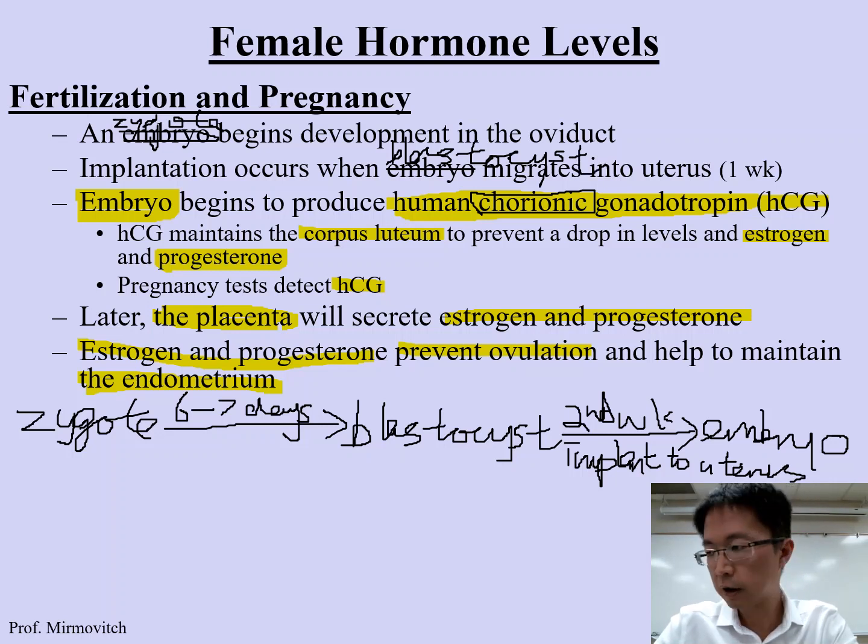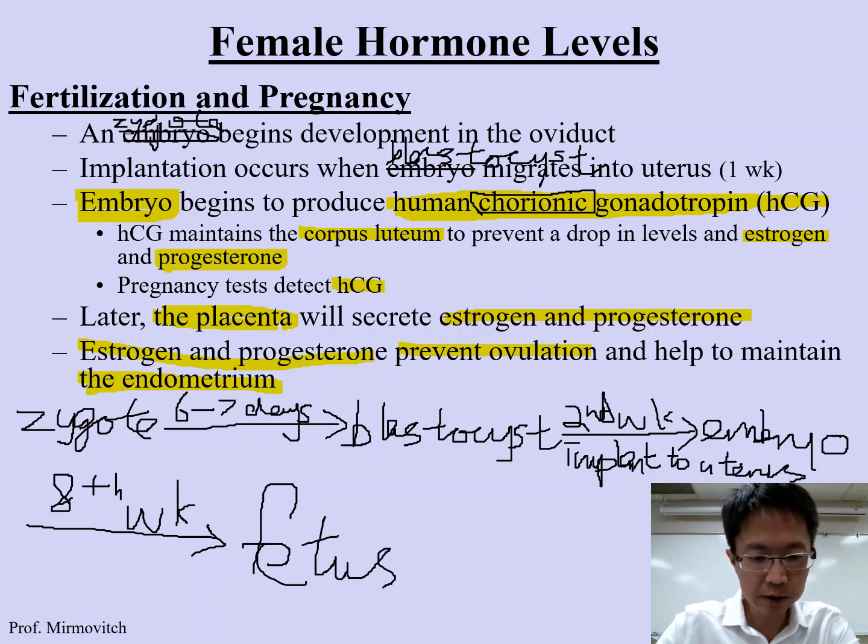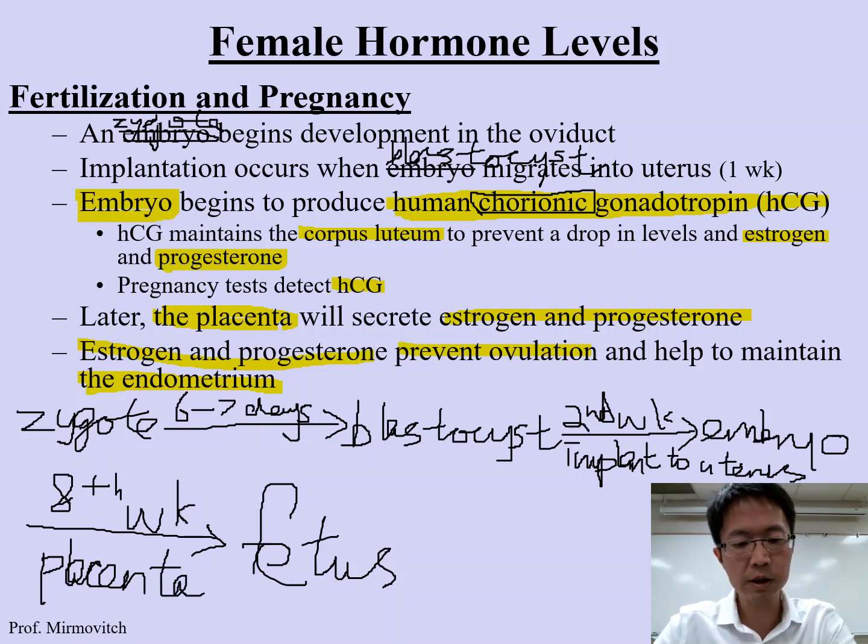And then after embryo, from embryo and then approximately the 8th week of pregnancy, then we call it a fetus. Why 8th week? Because after the 8th week of pregnancy, you have the placenta. Placenta develops at approximately the 8th week. As long as you have placenta, then we call it fetus. So that is a proper way to name the different stages of your baby during pregnancy.